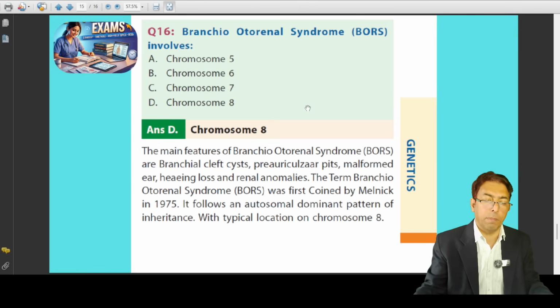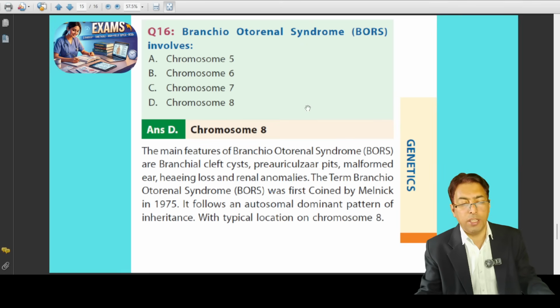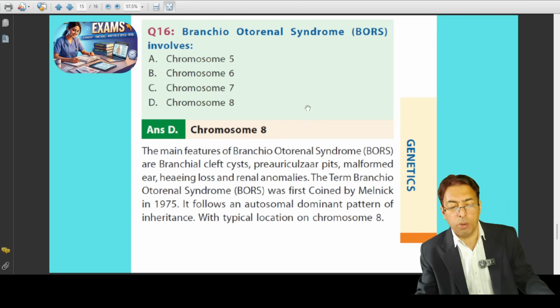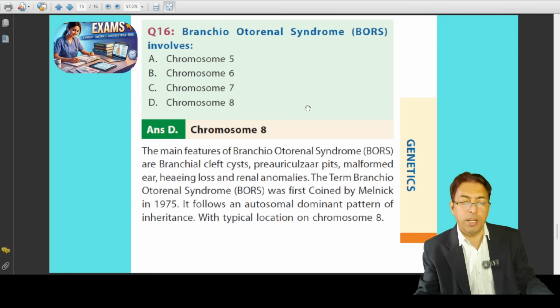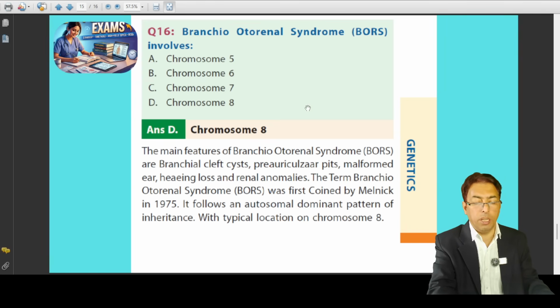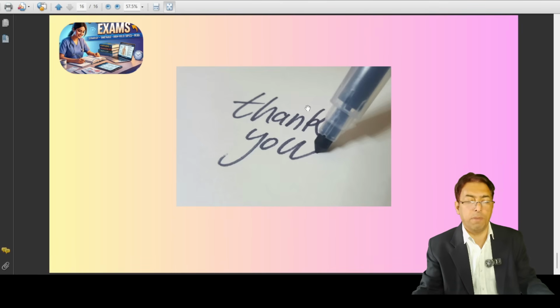In a similar manner, branchio-oto-renal syndrome is characterized by branchial cleft cysts, preauricular pits, malformed ears, hearing loss, renal abnormalities, and this is a feature of BOR syndrome, which was coined by Melnick in 1975. And it is an autosomal dominant inheritance pattern. It follows with the linkage on chromosome 8. So you have to map the chromosomes to the disease, and that's a very important feature of some one-liners which are asked as far as NEET, PG, and FMG are concerned.